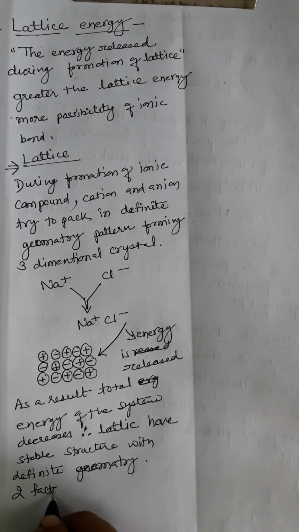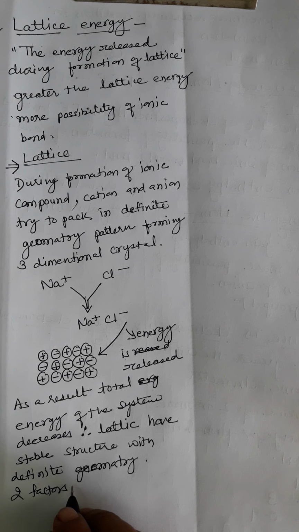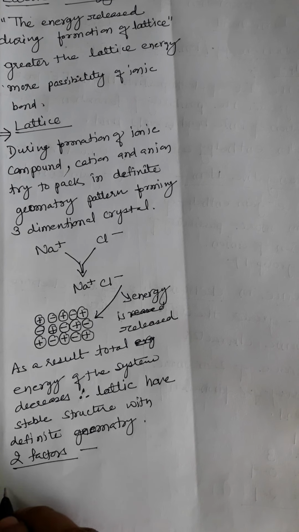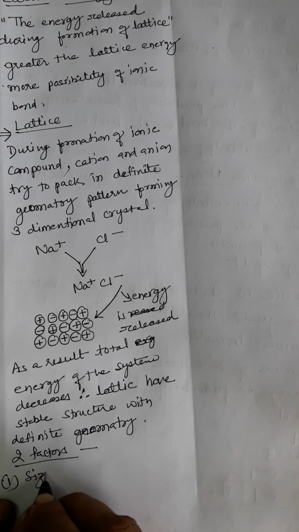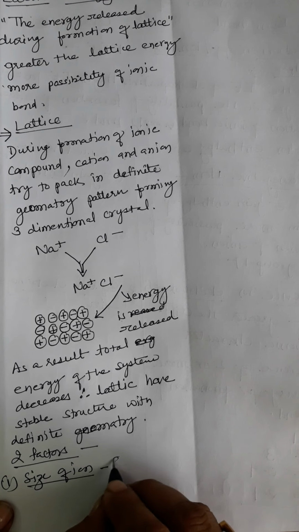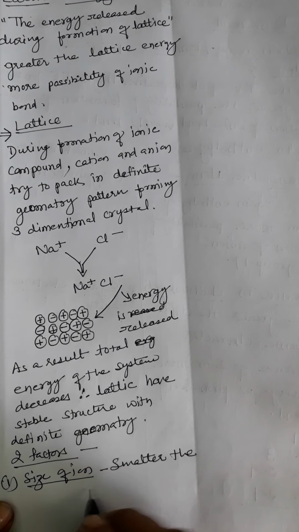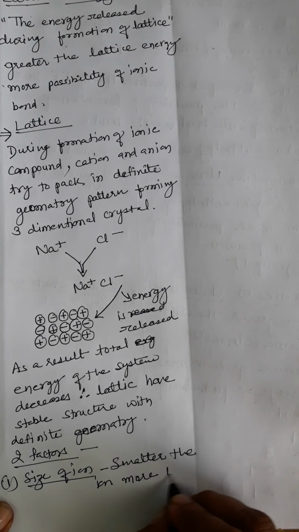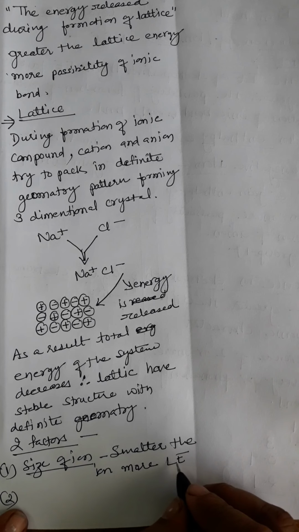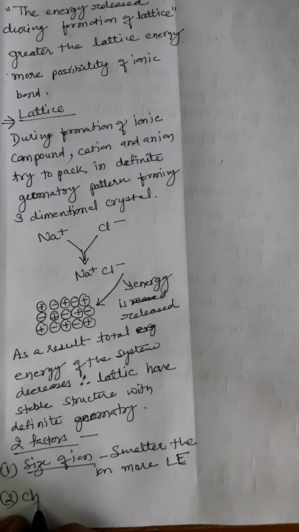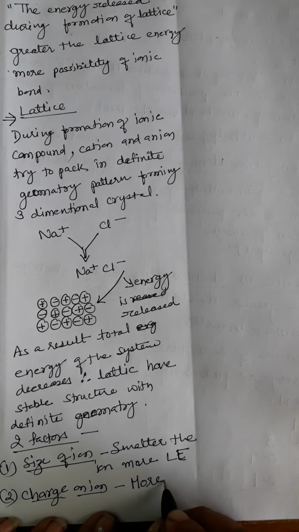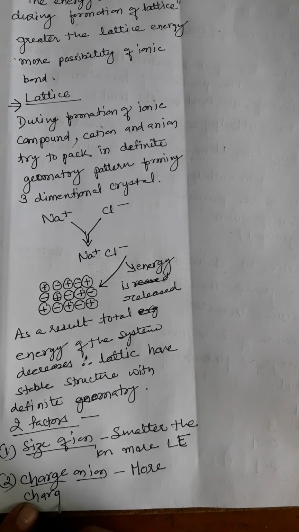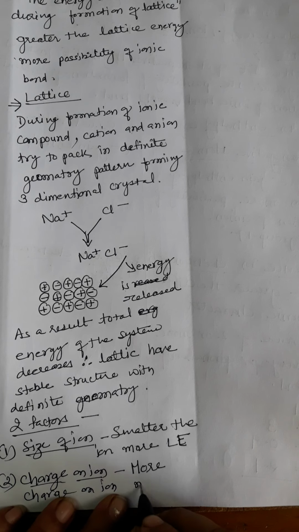Now there are two factors on which lattice energy is dependent. First factor is size of ion. Smaller the ion, more lattice energy. And second, charge on ion. More charge on ion, more lattice energy. So this was about ionic compound.